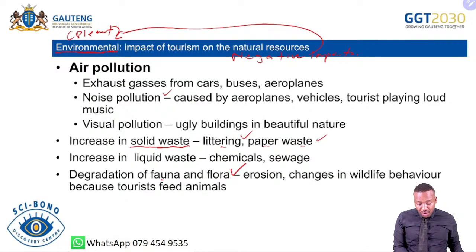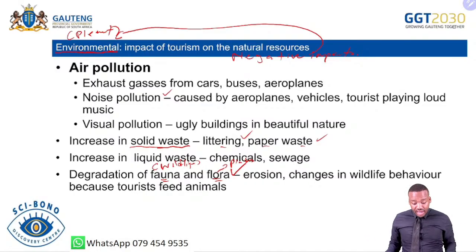When we are talking about fauna and flora, we are talking about what? Fauna, it is our wildlife, ne? In tourism context. And then flora, it is our plants. Right? Because now we want to build a new hotel. And the negative effect is that we are now going to be destroying the natural habitat. We are going to be removing the vegetation and so on. And this can cause what? Degradation of fauna and flora. And this can also cause what?